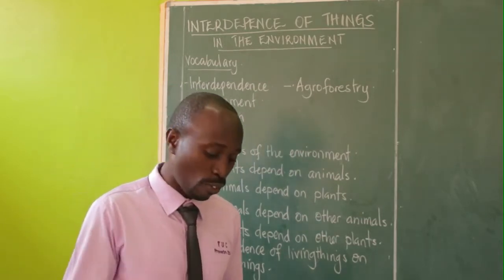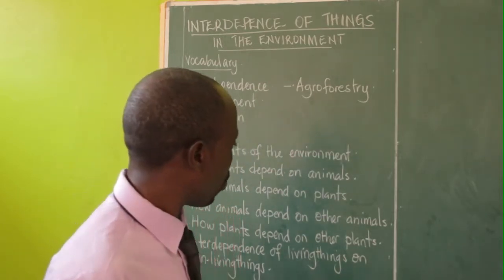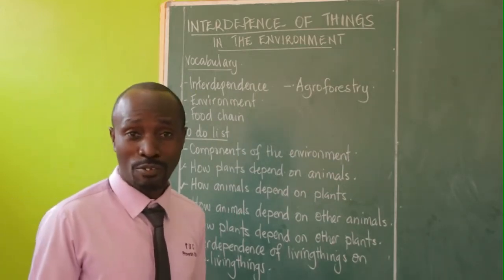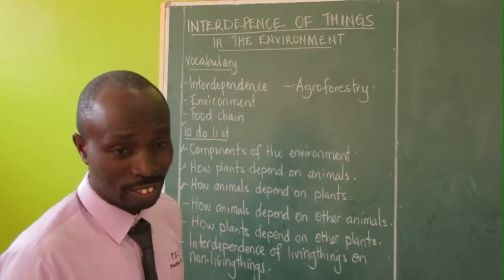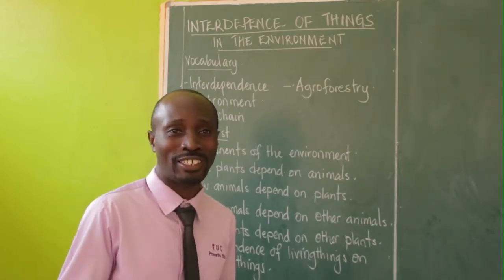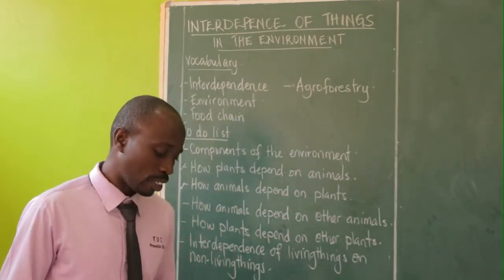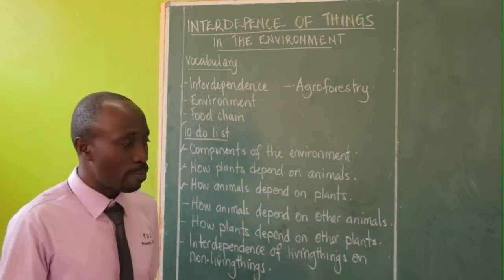So we get starch from these plants, because without them, even vegetarians, some people are vegetarians, they entirely depend on plants. They don't eat meat. They don't eat flesh. So basically, they depend entirely on plants.